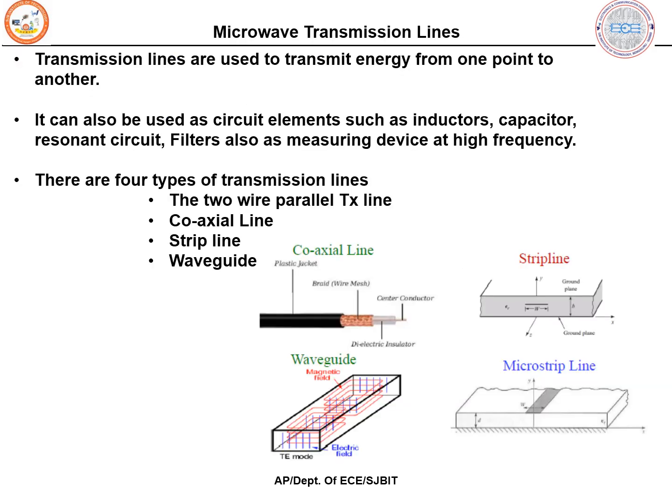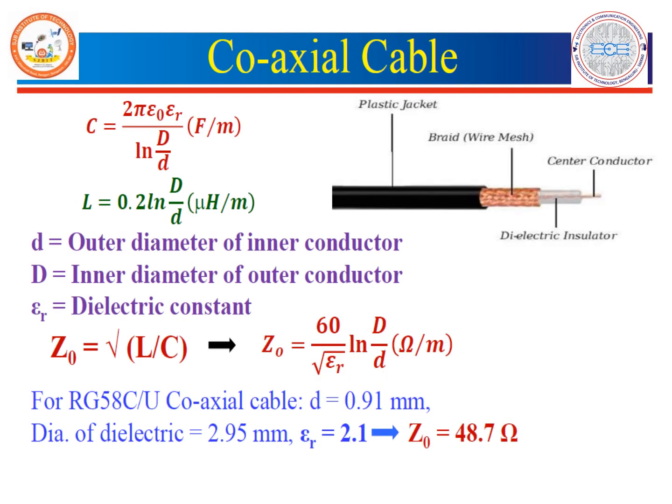As we know, transmission lines are the ones which are used to transmit the energy from one point to another point. The different types of transmission lines that you have are two-wire parallel transmission line, you can observe here, and coaxial cable, strip line, microstrip line, and the waveguide. And now we will be looking into the coaxial cable.